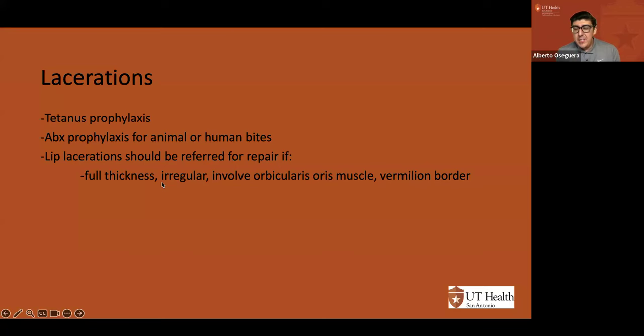If they haven't completed the tetanus series when they were younger, or it's a really infected wound, then sometimes they would require the tetanus vaccine as well as the tetanus immunoglobulin. So that'll be important to ask when you're evaluating these patients.